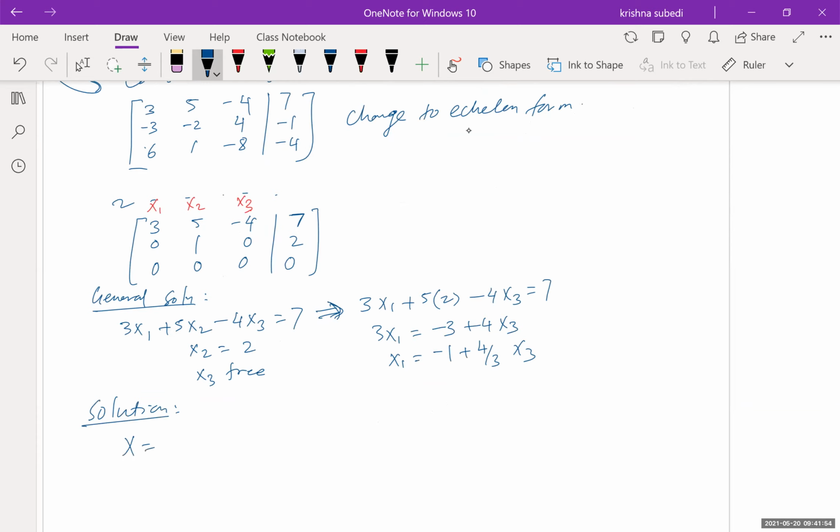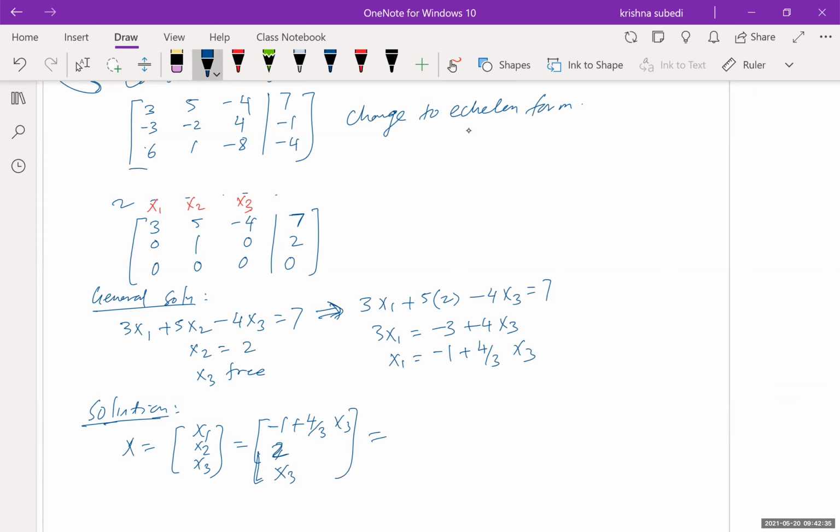x equals x1, x2, x3. Remember guys, this one is a vector, because a one-column matrix is called a vector. Even though I don't write the vector sign, understand that I'm talking about a vector here. Equals x1, what is x1? -1 plus 4 over 3 x3, and x2 is actually 2, and x3 is free, x3.